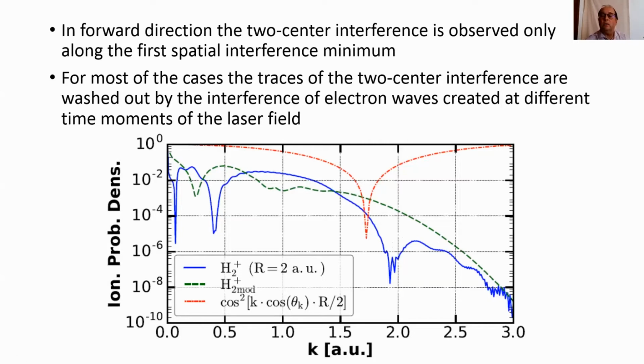However, we do not observe this two-center interference very clearly at all the possible places, because this interference pattern is in many cases washed out by the interference of electron waves created at different time moments of the laser field.